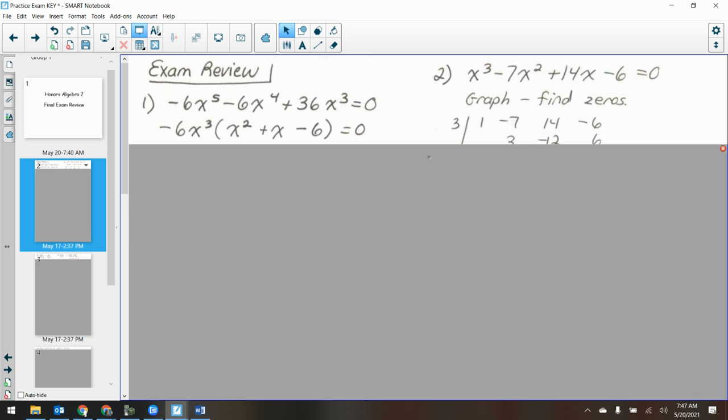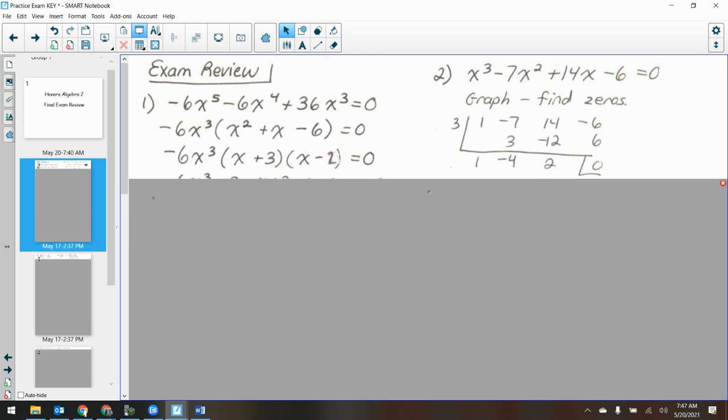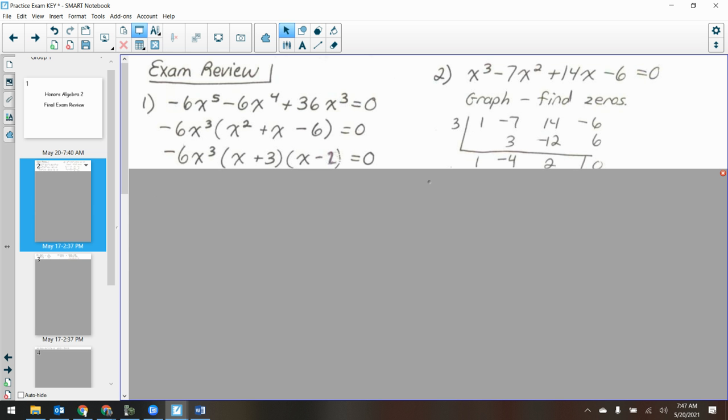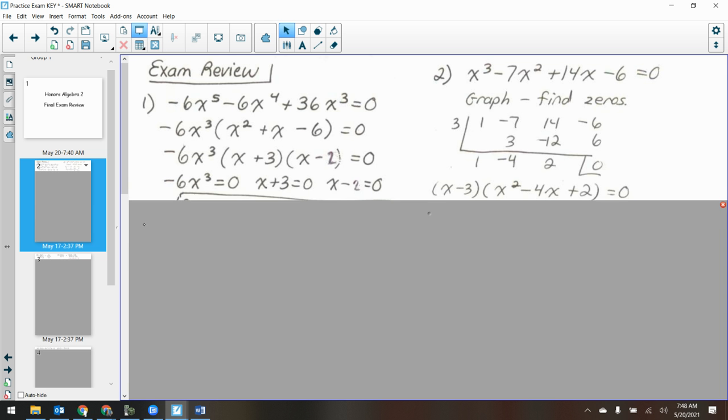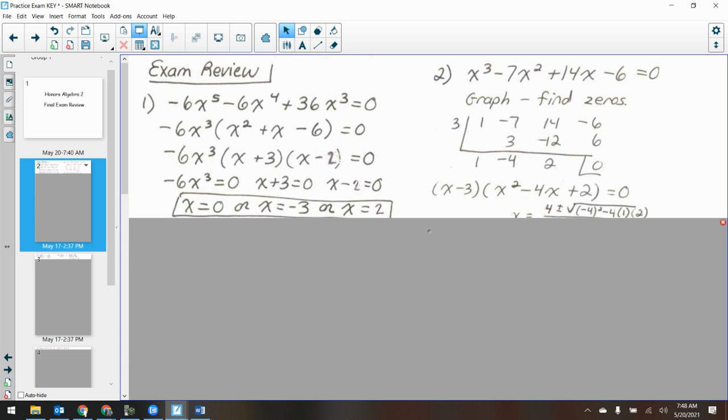Now that factors even more. So factors a negative 6 that I have to get to positive 3 and negative 2. If you left it here, I would still take off a couple points, because again, that's just factoring, not factoring to solve. So I want to take it one step further. I want to solve this. Negative 6x to the third equals 0, x plus 3 equals 0, x minus 2 equals 0. And there are my 3 answers: 0, negative 3, positive 2.